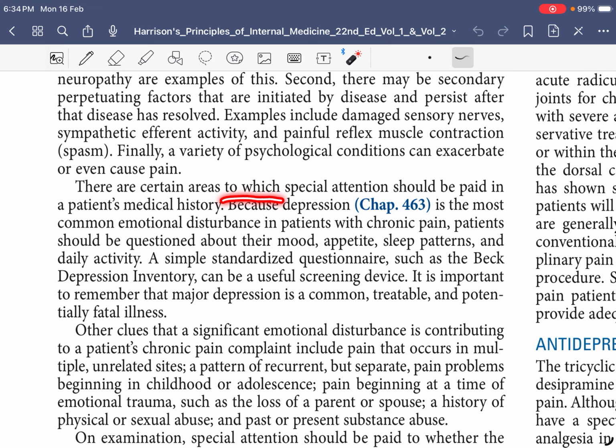There are certain areas to which special attention should be paid in the patient medical history. ओके 1 मिनट थोड़ा स्टॉप वॉच को लगाने दीजिए.